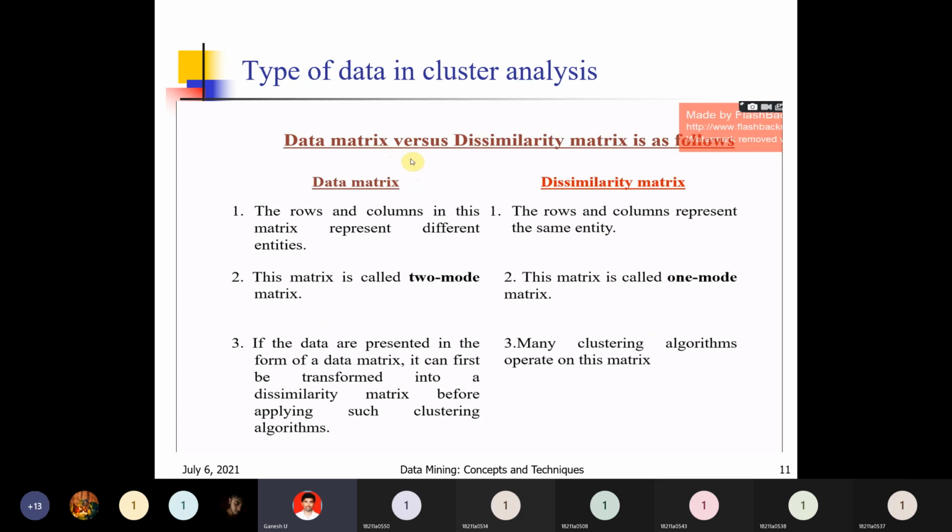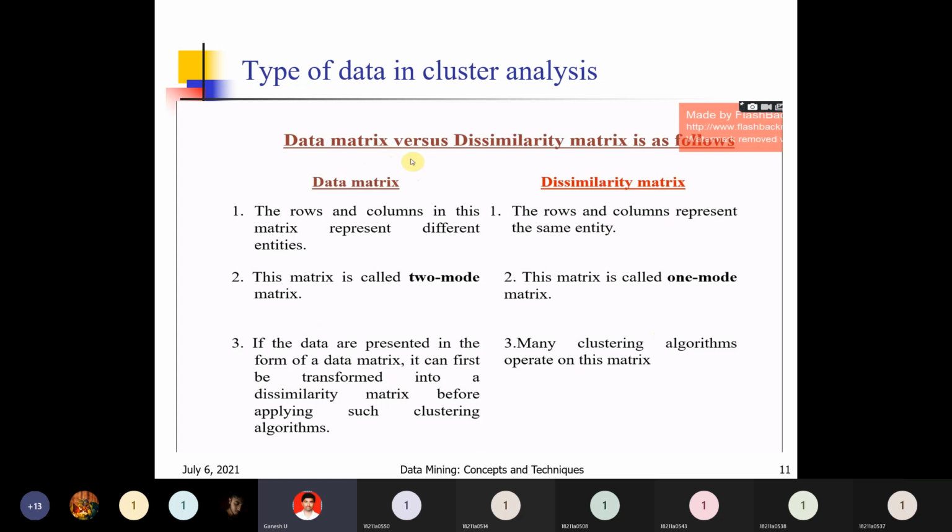If the data are represented in the form of a data matrix, it can first be transformed into a dissimilarity matrix before applying such a clustering algorithm. See here, a normal data matrix is nothing but the mathematical form; the data will be there. If you would like to apply a clustering technique, then you have to first convert the data matrix into a dissimilarity matrix. That is very necessary. Why? Because clustering is nothing but grouping of data based on similarity and dissimilarity. That's why the dissimilarity matrix of the data elements should be calculated before going to clustering.